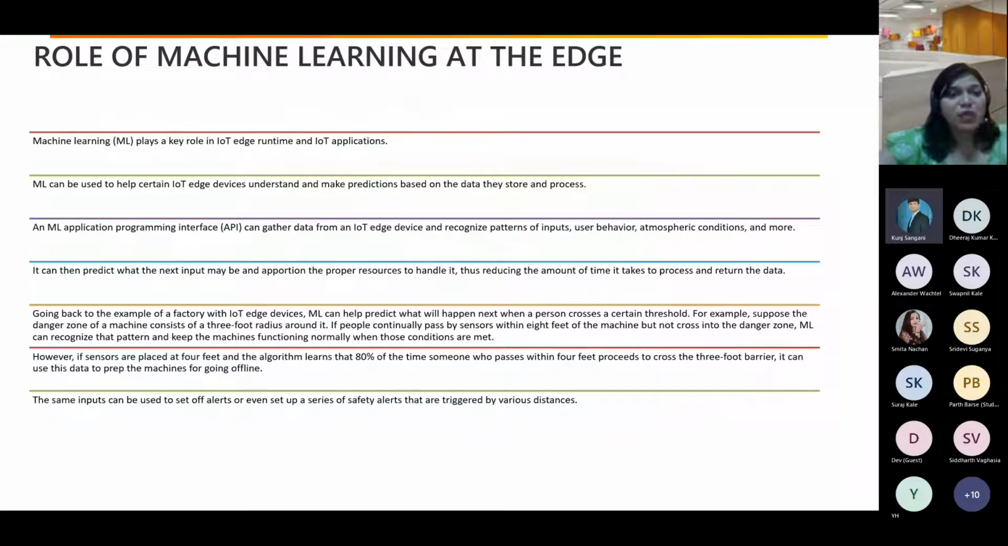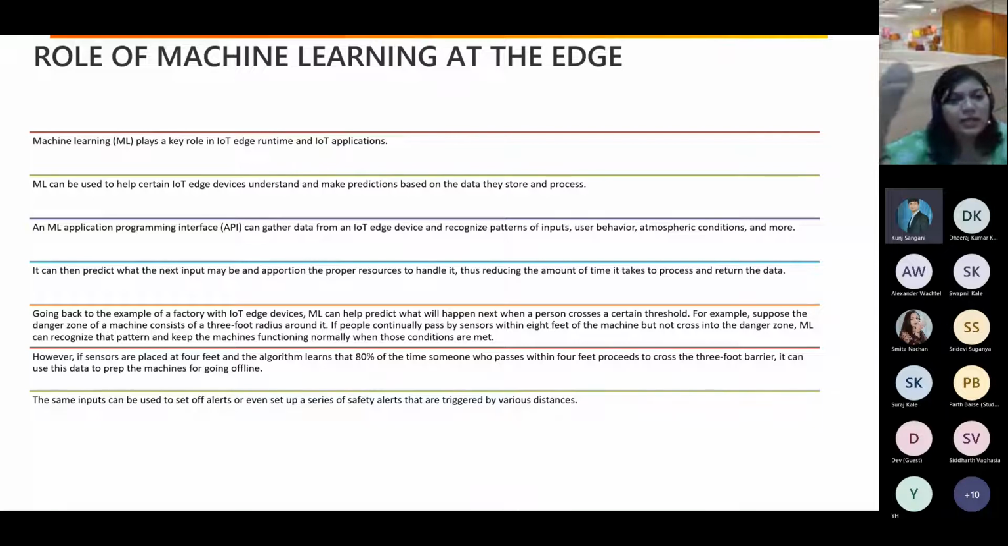Okay, so this is what we said, right? So the role of ML at the edge. ML at the edge can be used to help certain edge devices understand and make predictions based on the data they store and process. Some sort of alerts can be given. I will show you a real-time demo where, let's say, there's a faulty shipment, and we can make predictions about what would happen and what the potential loss would be if this temperature and humidity condition for the faulty shipment continues to persist, and the rolling implications of that towards factory outlets and consumers and all of those.